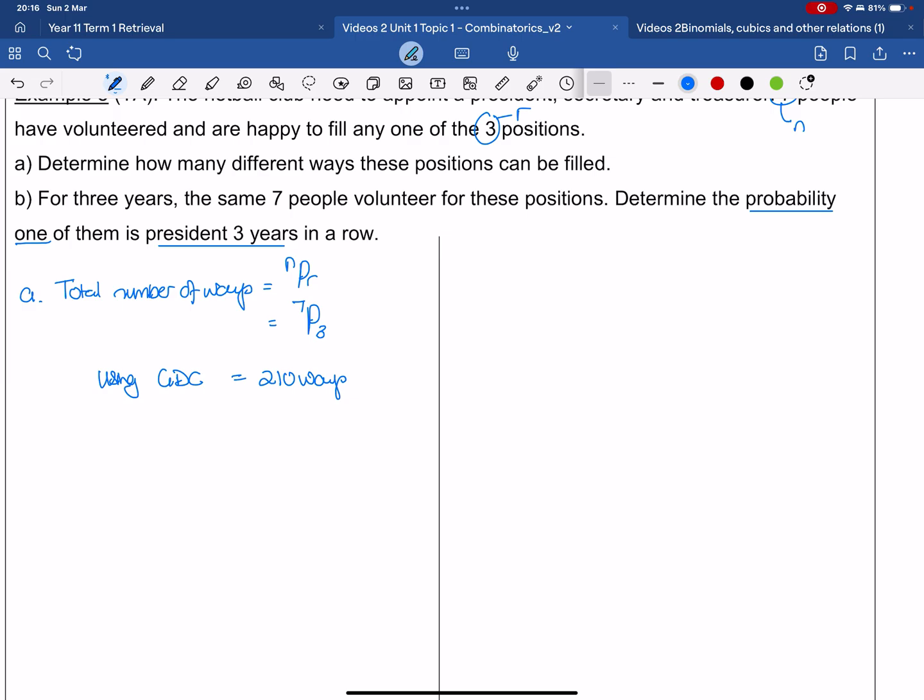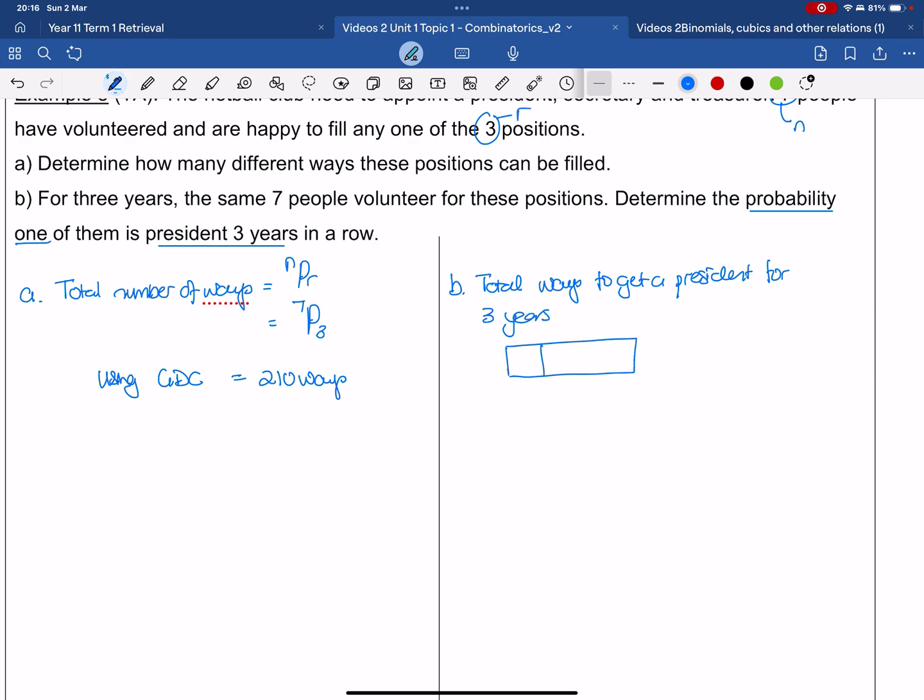So let's first figure out the total number of ways that I can get the different combinations, or the different permutations, of presidents in 3 years. Okay, so my total ways to get a president for 3 years.